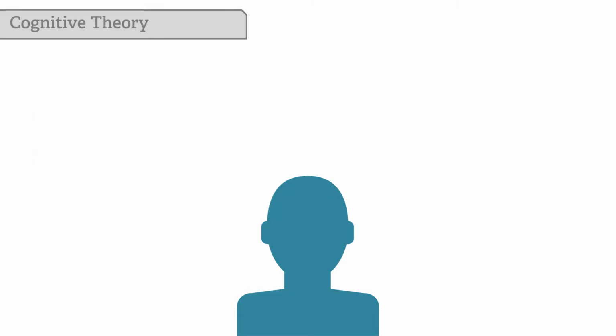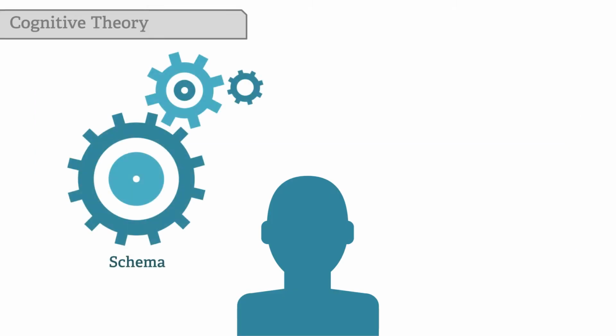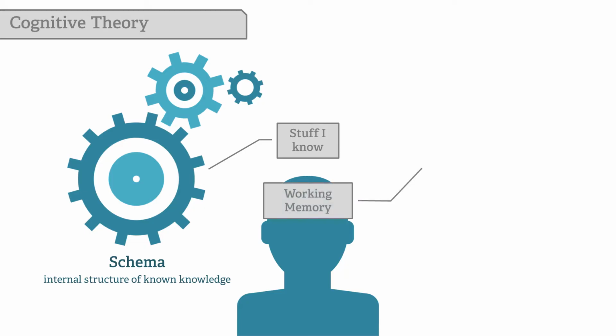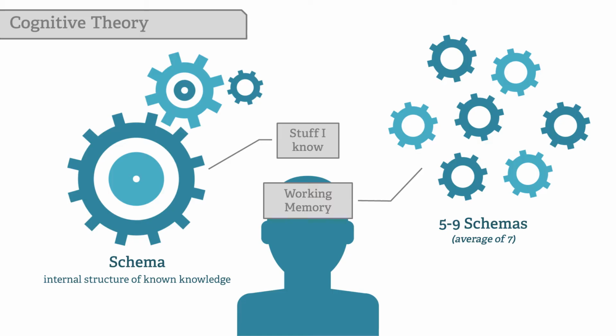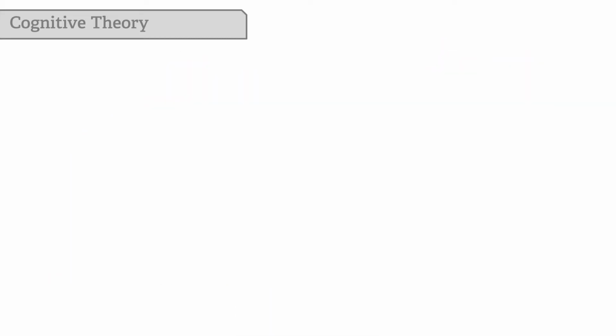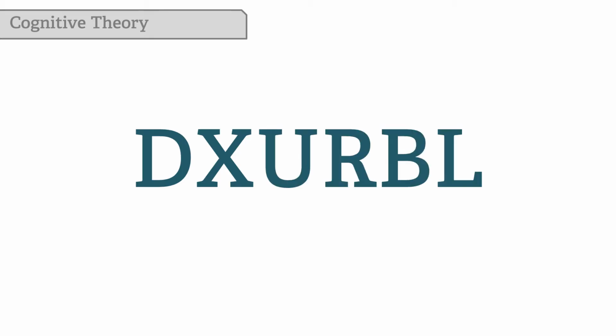In cognitive theory, prior knowledge is known as an individual schema, their internal structure of known knowledge, or the stuff I know. In our working memory, it's assumed that we can hold up to about 5 to 9 bits of information at a time, or schemas. Average is about 7. To better illustrate, consider these 6 random letters: D, X, U, R, B, L.